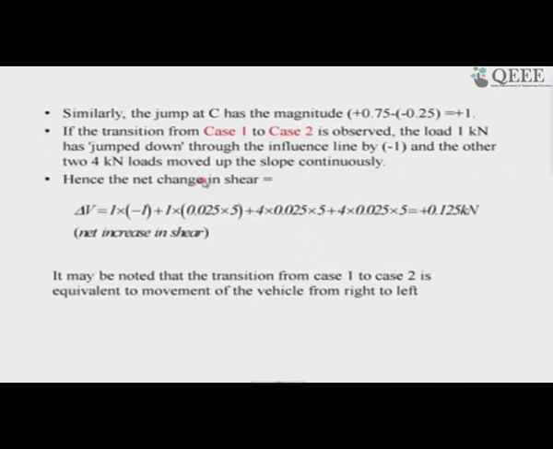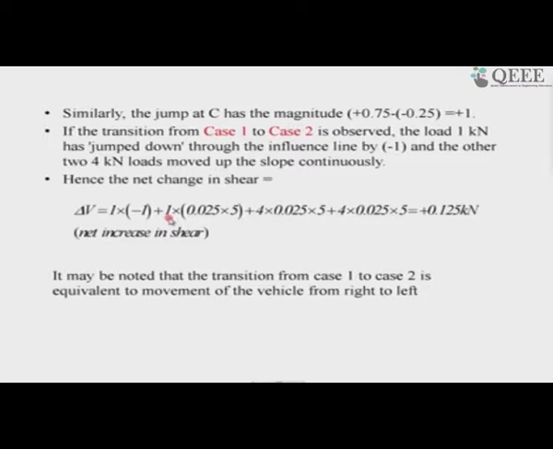And anyway, now the net change in shear, the net increase in shear will be, so in the PPT you have that jump, similarly the jump at C for that load of 1 kilonewton which has fallen down is 1. So, plus 1. The change is here with the slope, and then you have the slope into the 5 as a distance, isn't it? Then this is actually the 1 kilonewton load.